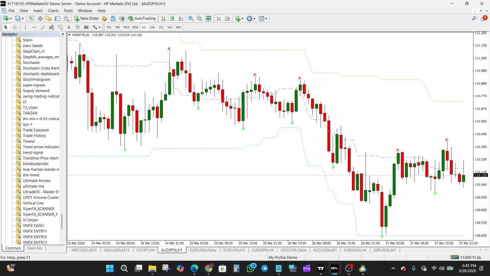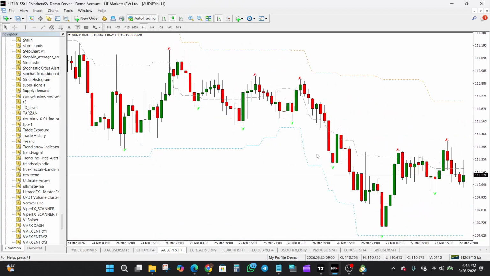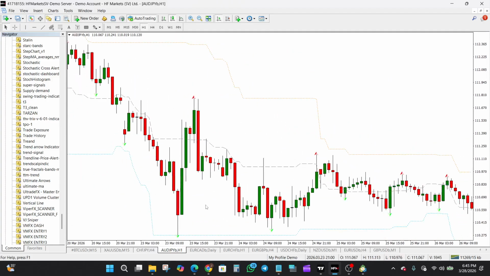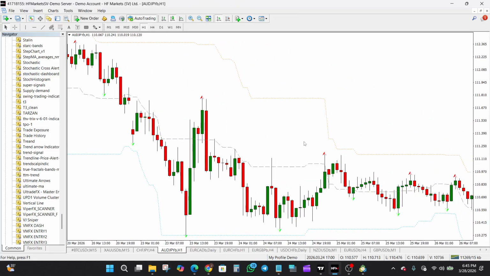Now, this is a very straightforward indicator. It helps you to enhance your market structure analysis. The indicator gives dynamic support and resistance zones in the form of red dotted lines above your candlesticks and blue dotted lines below your candlesticks. The blue dotted lines below your candlesticks serve as dynamic support, and the red dotted lines above your candlesticks serve as dynamic resistance.